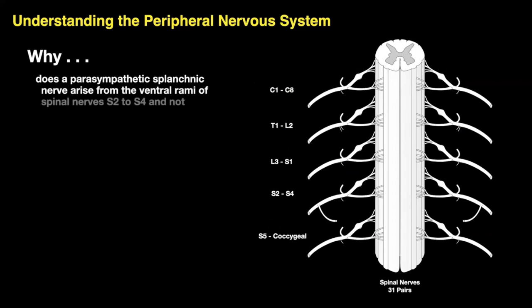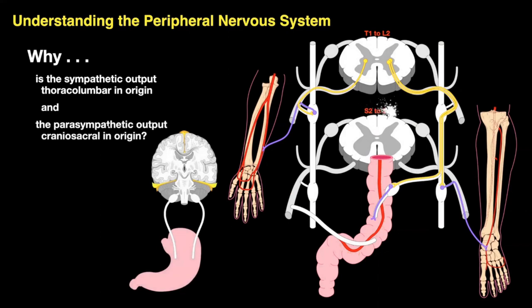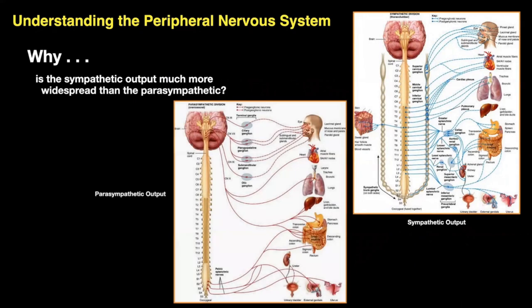Why does a parasympathetic splanchnic nerve arise from the ventral ramus of spinal nerves S2, 3, and 4, but at no other spinal levels? Why is the sympathetic output thoracolumbar in origin, and the parasympathetic output craniosacral in origin? Why is the sympathetic output much more widespread than the parasympathetic output?